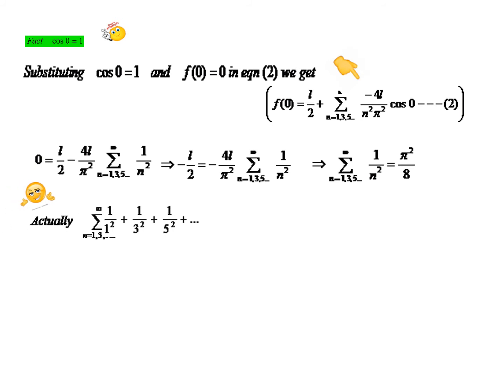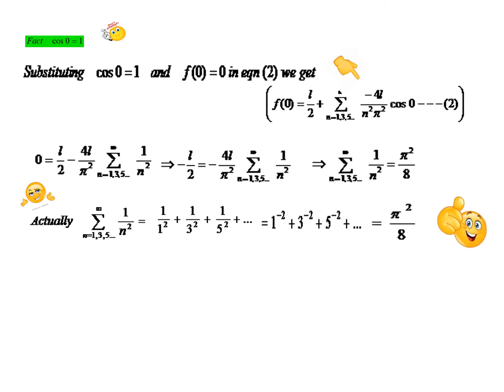So this is the answer of the series. When we expand the series and see, this is the same as 1 by 1 squared plus 1 by 3 squared plus 1 by 5 squared, etc., which is exactly the series 1 power minus 2 plus 3 power minus 2 plus 5 power minus 2. So the answer of this particular series is pi squared by 8. This was the first series they have asked to deduce. Now let us go to the deduction of the second series.